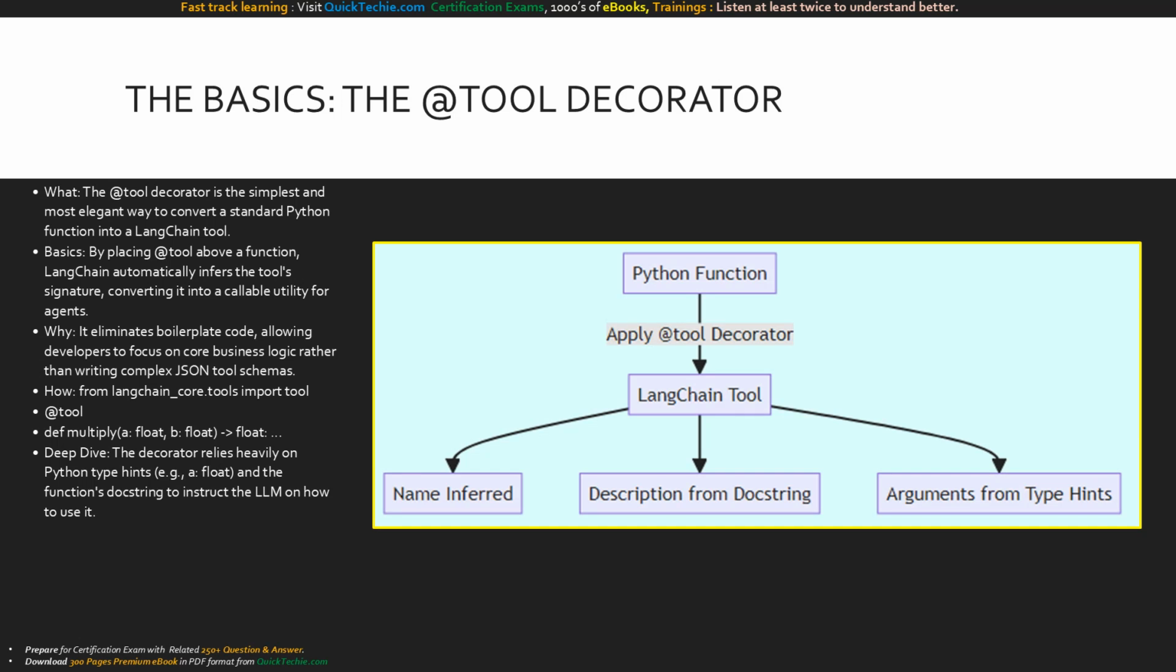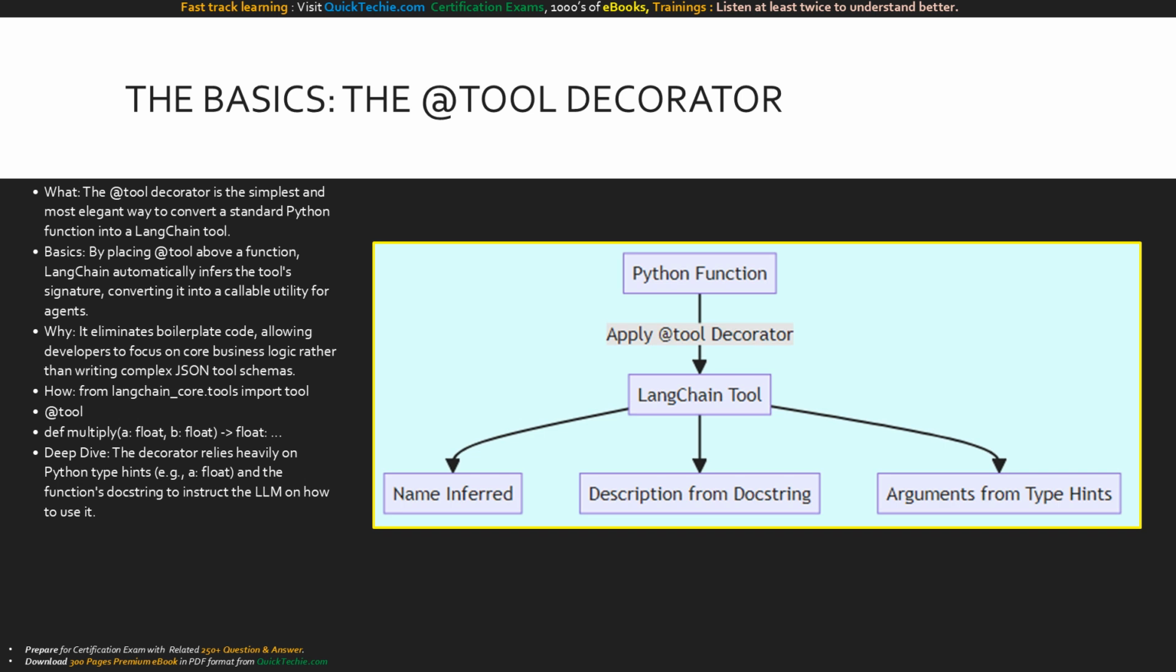Moving on to implementation, how do we actually create these tools? The most elegant and common method is using the tool decorator. The tool decorator is a wrapper that instantly converts a standard Python function into a LangChain compatible tool. Why do we love using this decorator? Because it strips away massive amounts of boilerplate code.